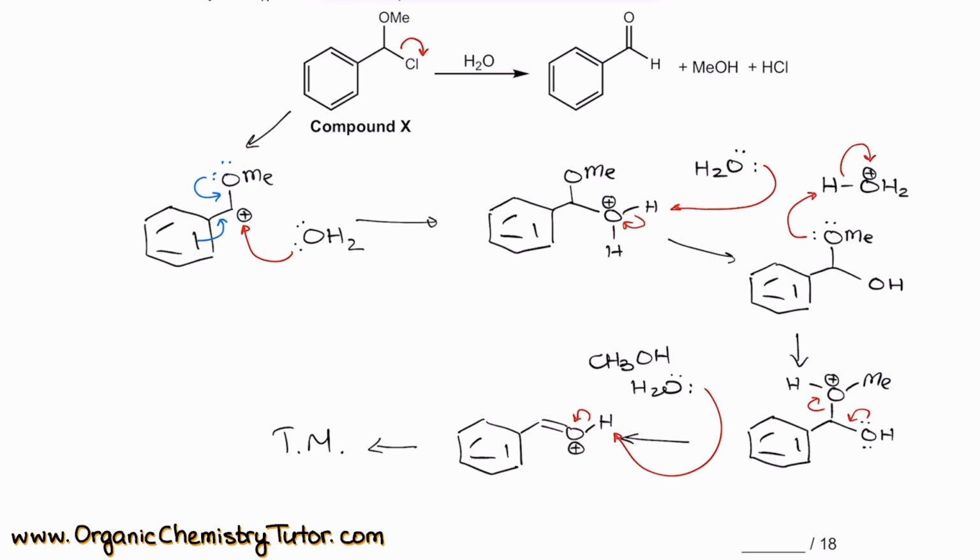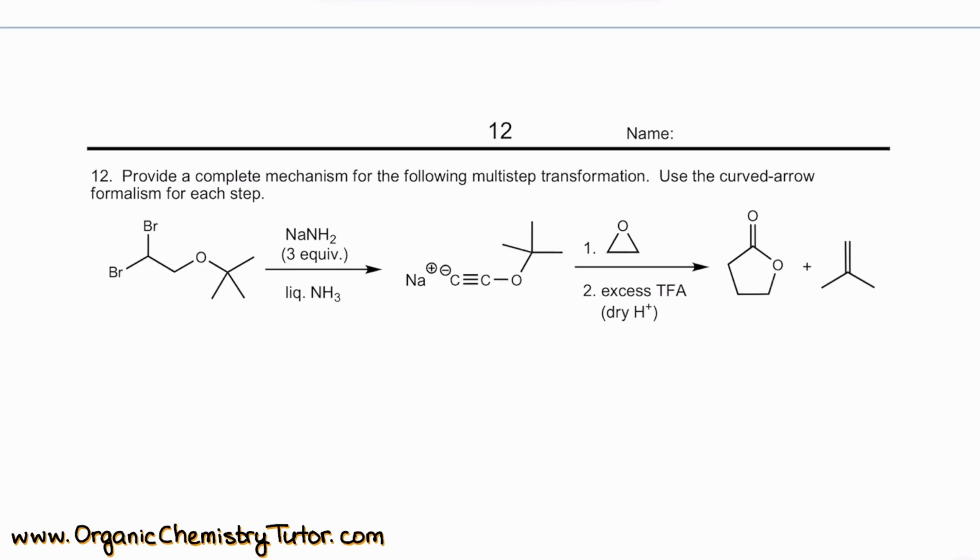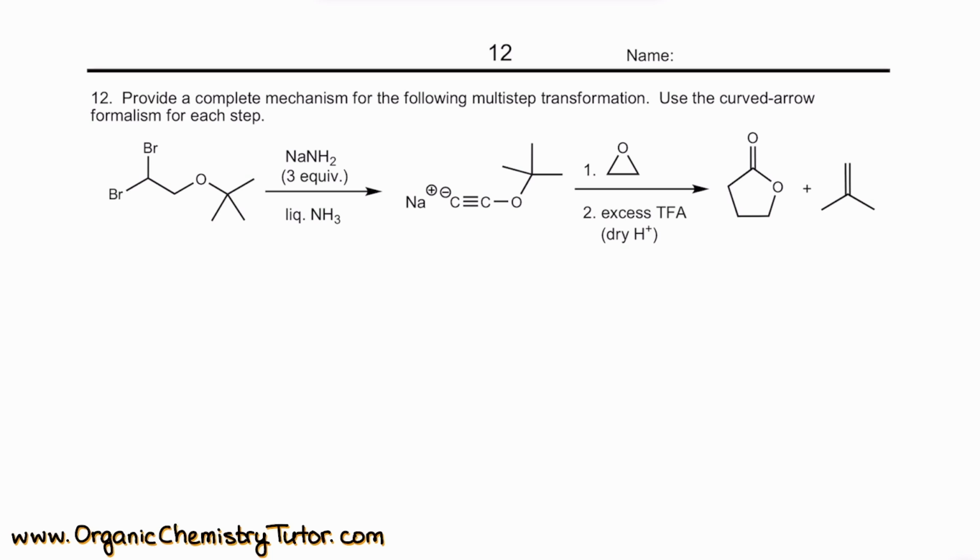Alright, so moving on to the next page, next question, looks like we have another mechanism question here. Provide a complete mechanism for the following multi-step transformation. Use the curved arrow formalism for each step. Alrighty. So the first thing that we are seeing here is that we are reacting with sodium amide, and we know that sodium amide is a very powerful base, and we have three equivalents of that strong base here, which is very relevant in this case.